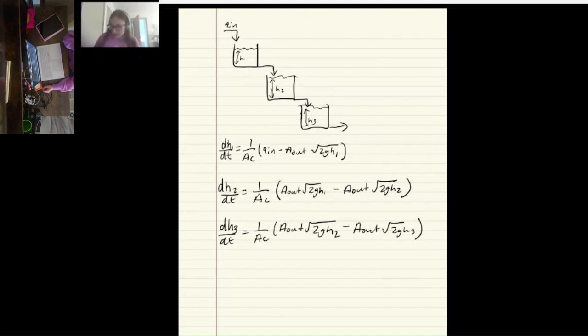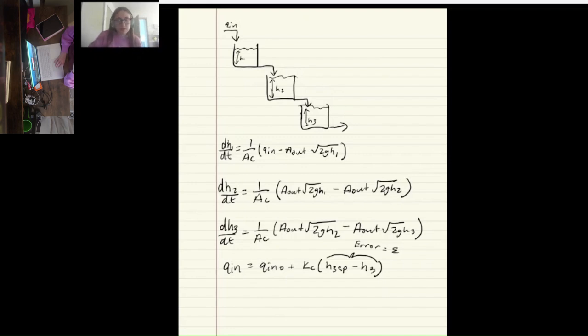Okay? And then the last equation we're going to be using is the one that was given to us in the problem statement. Q in is equal to Q in naught plus Kc, which is our controller gain, multiplied by our height set point of tank 3 minus the height of tank 3. What we're going to call this is the error. Kc is our controller gain, and so now we're going to code this.